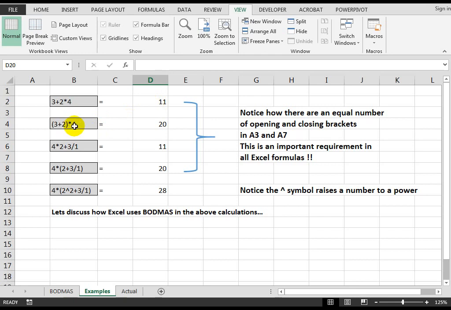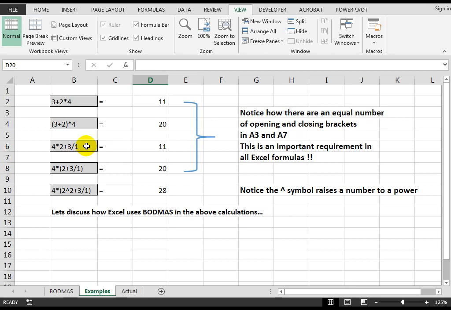But what happens when we put brackets around the 3 plus 2? First of all, it will say, are there any brackets? Yes, 3 plus 2 is 5. It then says no numbers to be raised to a power. Then it says there are no divisions, but there is a multiply here. Multiply 5 by 4, the answer is 20, because there are no subtractions.